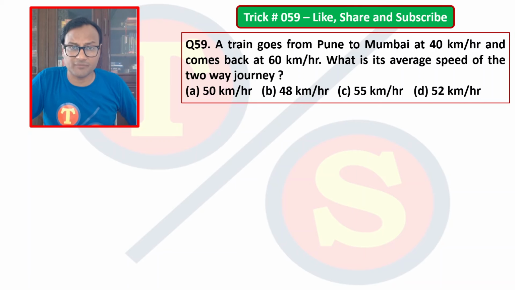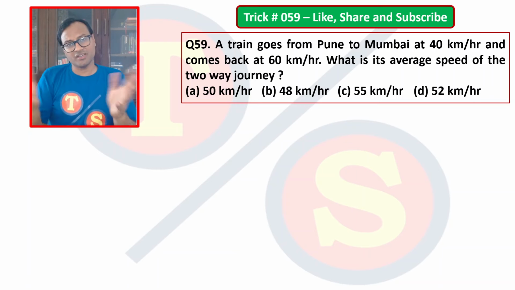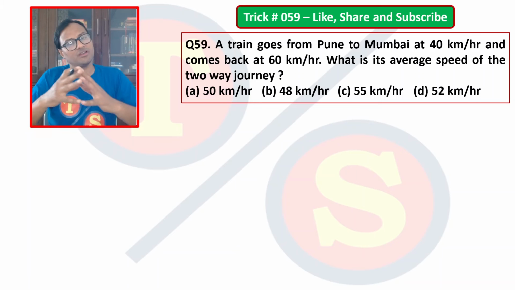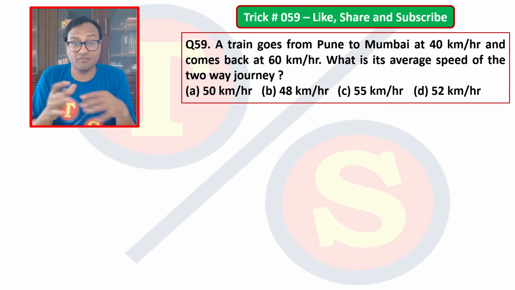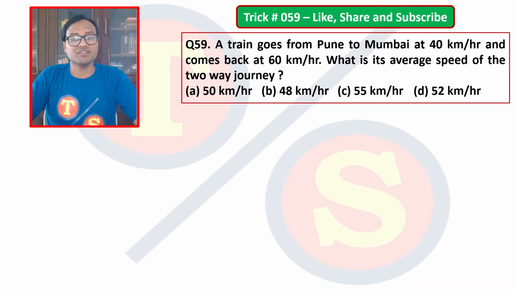Question number 59. A train goes from Pune to Mumbai at 40 km per hour and comes back at 60 km per hour. So in both the cases, the train is traveling the same distance from Pune to Mumbai, from Mumbai to Pune. In either journey, the distance traveled by the train is the same. Even if it is not given in the question, we can always assume it, right? What is its average speed of the two-way journey?